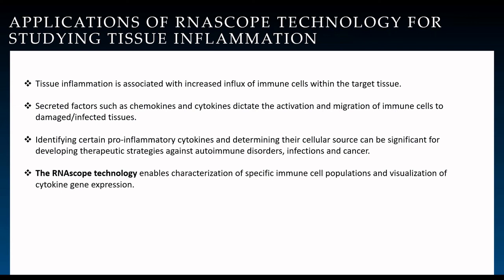Identifying pro-inflammatory cytokines can help us determine the immune cellular source of those soluble factors and potentially can help us develop therapeutic strategies for autoimmune disorders, infections, and cancer. In today's presentation, I'm going to show you various examples in different research areas where RNAscope technology has been used to visualize target immune populations and soluble factors like chemokines and cytokines that are causative agents for a lot of these disease and injury models.